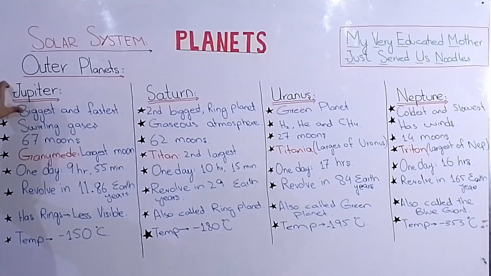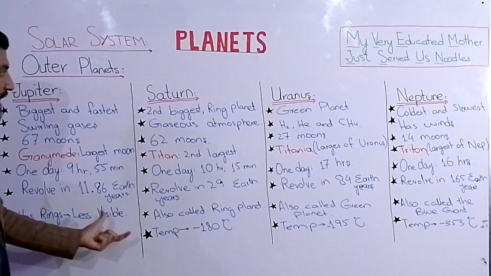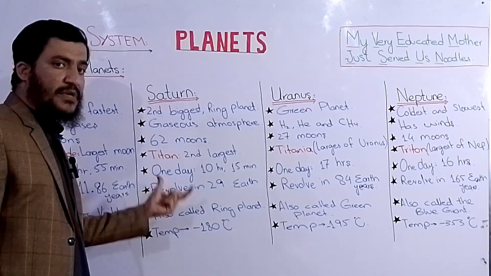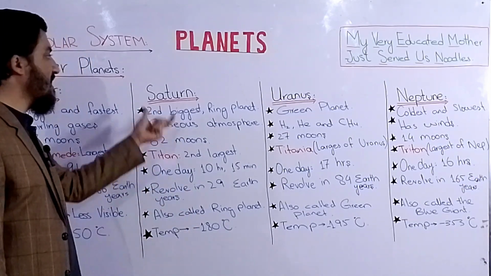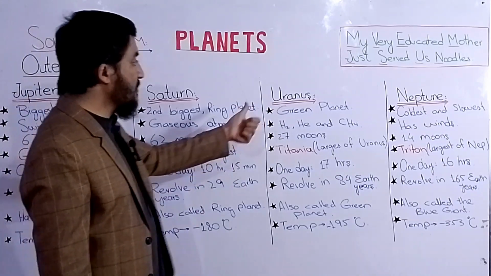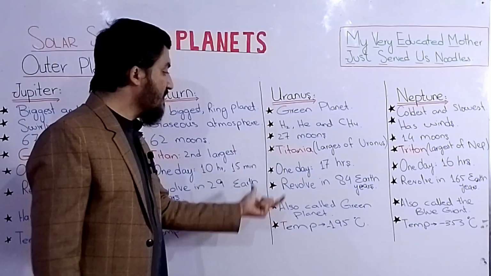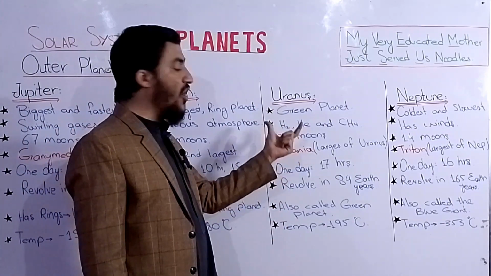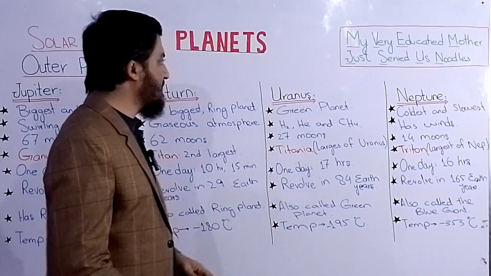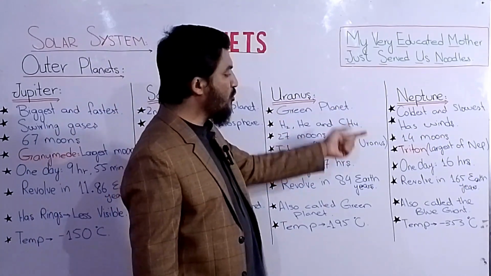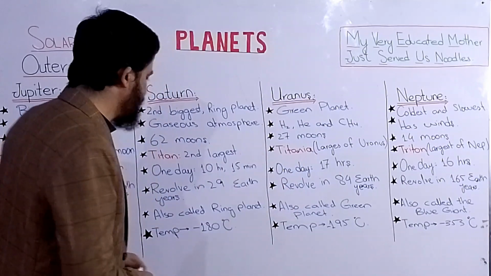The rings of Jupiter are less visible, while the rings of Saturn are much more visible. That's why we call it the ring planet. And Uranus is called the green planet because of its atmospheric gases. Then comes Neptune, which is called the blue giant.